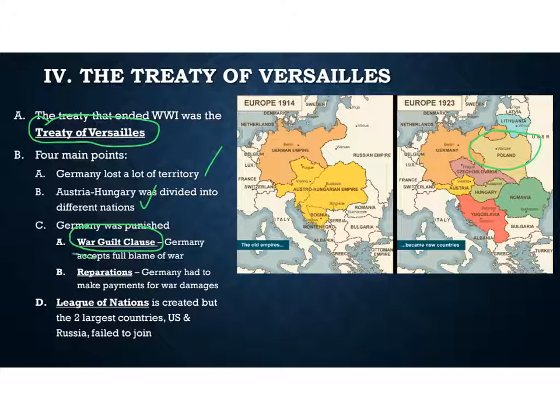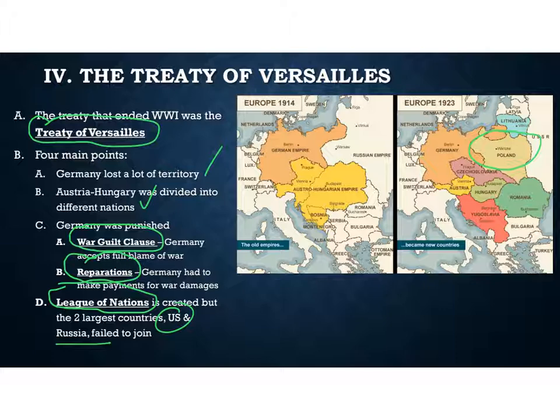Germany is forced to pay reparations, to pay back all this money from the war that it cost the Allies for war damages and just the war itself. The League of Nations is created, but the two biggest countries, the U.S. and Russia, failed to join. Russia's not invited. They're still a rebellious little country having communist revolutions. The U.S. refuses to join, and we get to that in just a second.